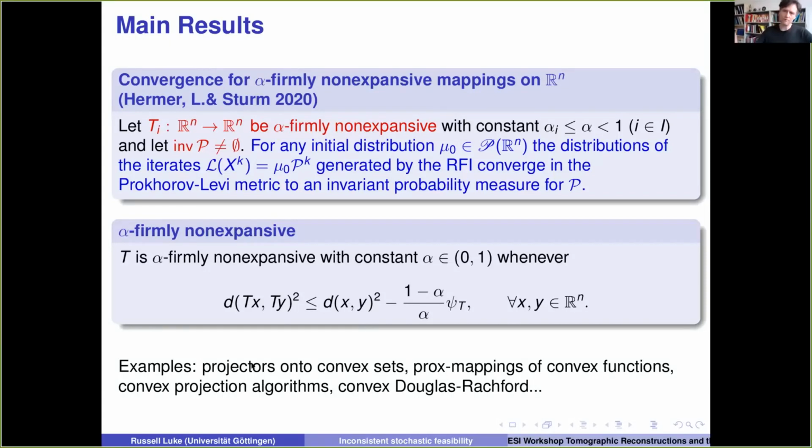Examples of alpha firmly non-expansive mappings are projectors onto convex sets, prox mappings of convex functions, convex projection algorithms. Now, when T is an entire algorithm as a fixed point operator, these also are alpha firmly non-expansive. An example would be the Douglas-Rachford algorithm in the convex case. So this is a very central concept.